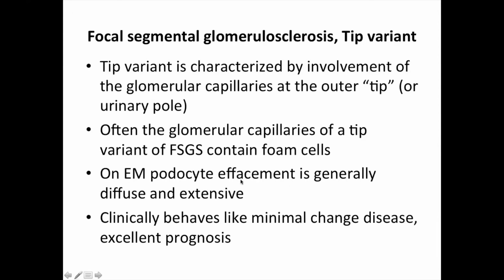So, as you guys correctly said, this is focal segmental glomerular sclerosis. This is a tip variant, and it is characterized, as we said, by the involvement of the glomerular capillaries at the outer tip, at the urinary pole.